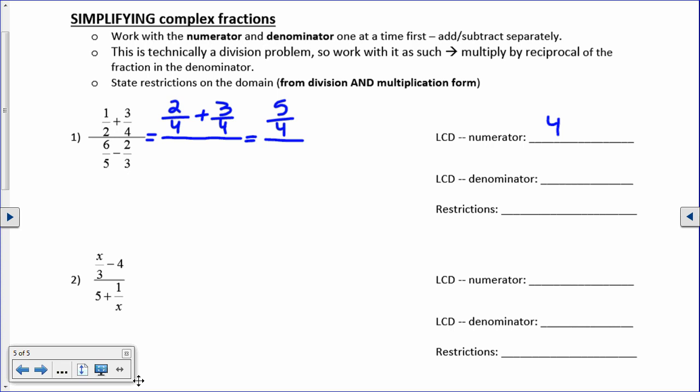What would the LCD be for the denominator if you have the 5 and the 3? 15. Remember the least common multiple of those two numbers? So I need the denominator to be 15. How do I make the first fraction have a denominator of 15? Times 3. So 18 over 15. And how do I make the second fraction have the denominator? Times 5. So 10 over 15. And then I'm going to subtract those. 8 over 15.